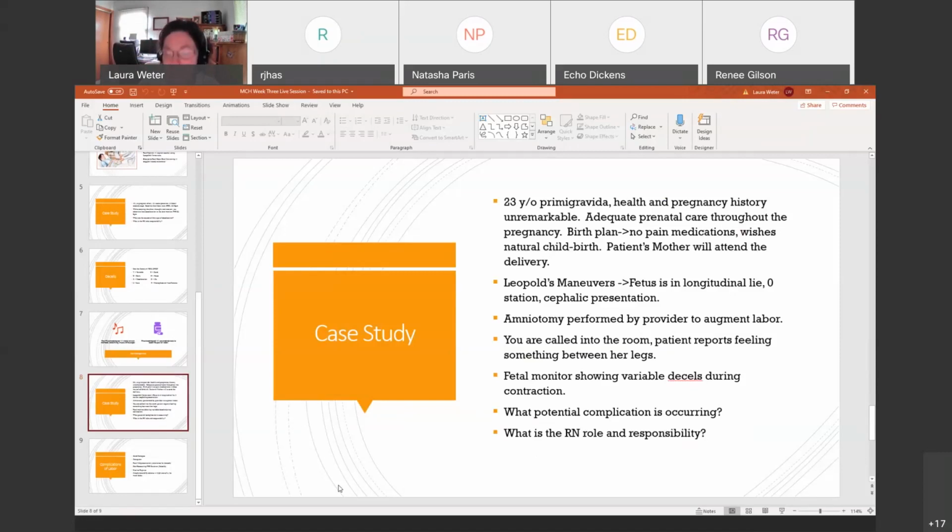Head's down. Yes. So far so good, right? We're on the right track. Everything's perfect. Everything's looking good. An amniotomy has been performed by the provider to augment the labor.